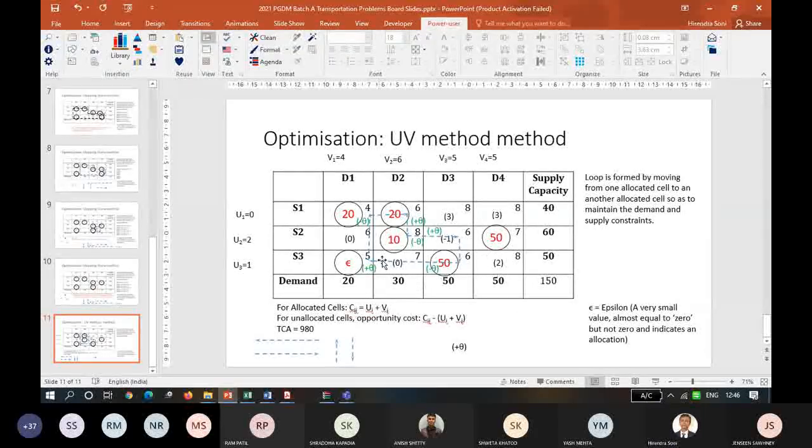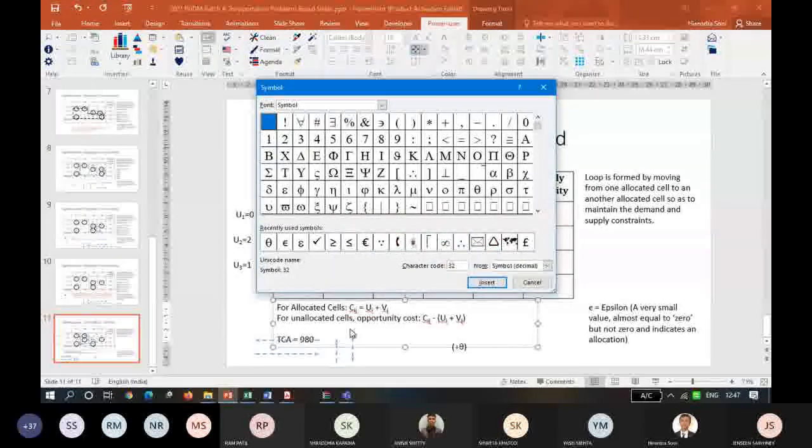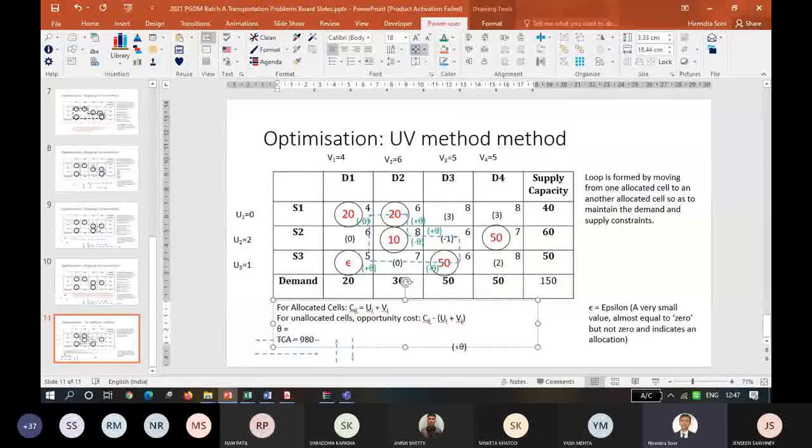So negative theta values जहां जहां पर है, you will take the minimum negative value. Which is your minimum negative value? यहाँ पर 20 है, 10 है, and 50, 20, 10 and 50. So minimum theta value is 10. So theta would be equal to 10.